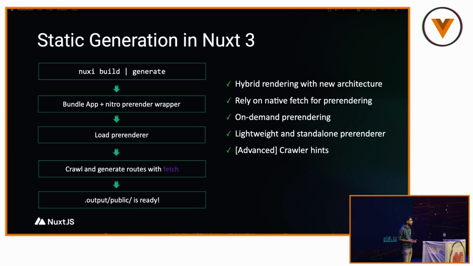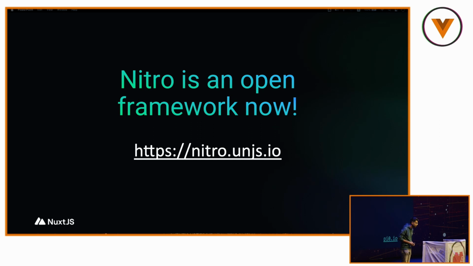We can have more advanced possibilities, such as crawler hints. We can say to the crawler, please crawl more pages for me. Please crawl some images for me, which was a little bit hacky in Nuxt 2. And with this new hybrid rendering system and architecture, we can move beyond static or server to have something that is the best of both worlds.